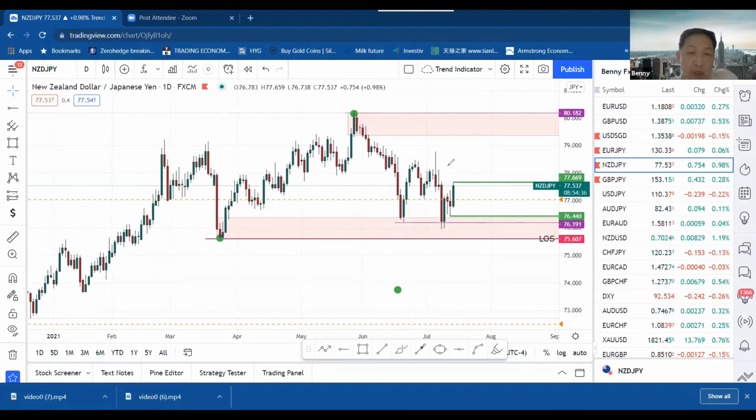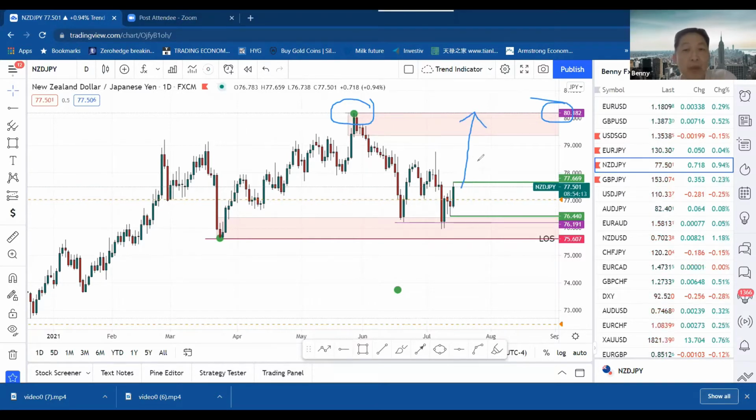Sorry, before I go to the lower time frame, if we say that the price is going up because it is an uptrend, then where is the target? Well, the last high is here, so that means the target is going to be 80.18. That will be the target for this up move.